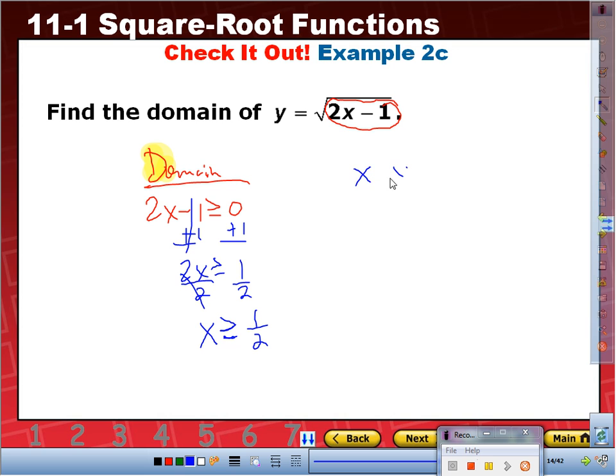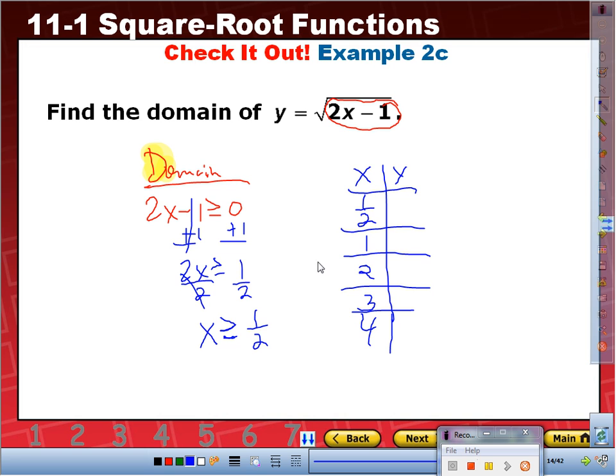And what does this mean? That in our domain for our table, we start at 1/2. What would be my next number? 1. Next one. You want to continue using decimals? No. What is this starting at? 1/2. So therefore, I could go 2, 3, 4, or you can use decimals, up to you. But you have to start at 1/2. Greater than or equal to 1/2. Are we there so far?